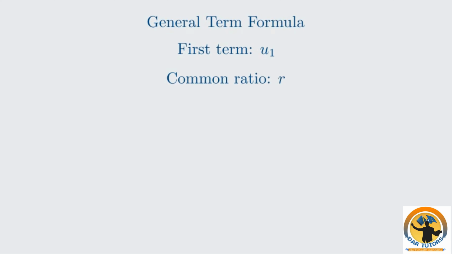Now that we know what a geometric sequence is, let's find a formula for its general term, or nth term. This formula will allow us to find any term in the sequence, without having to list them all out. Let's suppose the first term of our sequence is u_1, and the common ratio is r. Let's build the sequence term by term. The first term is simply u_1. To get the second term, u_2, we multiply the first term by the common ratio, r. So u_2 equals u_1 times r.